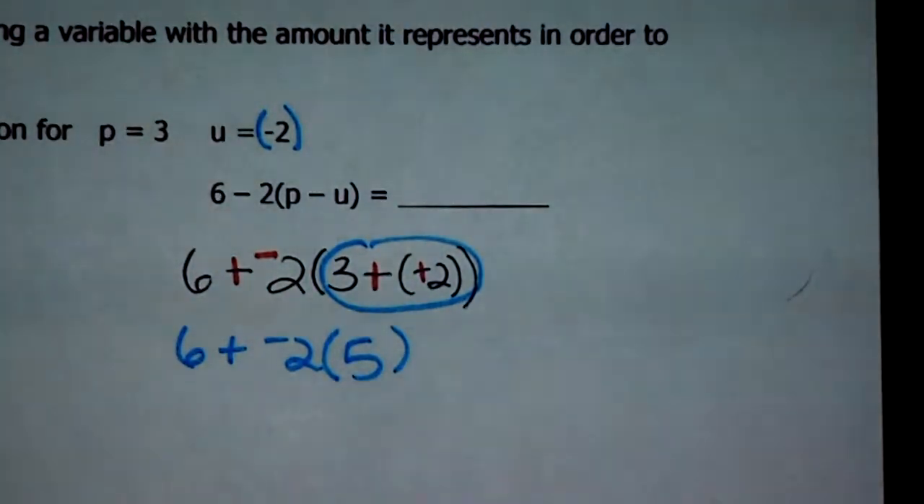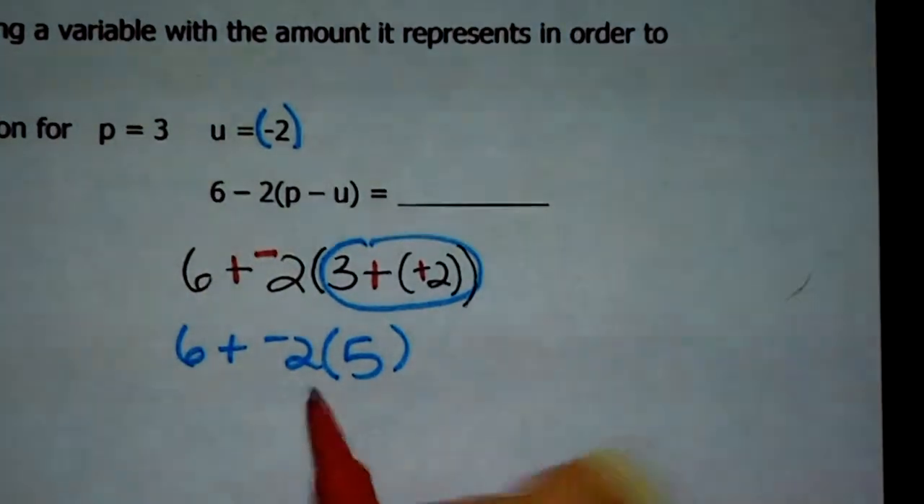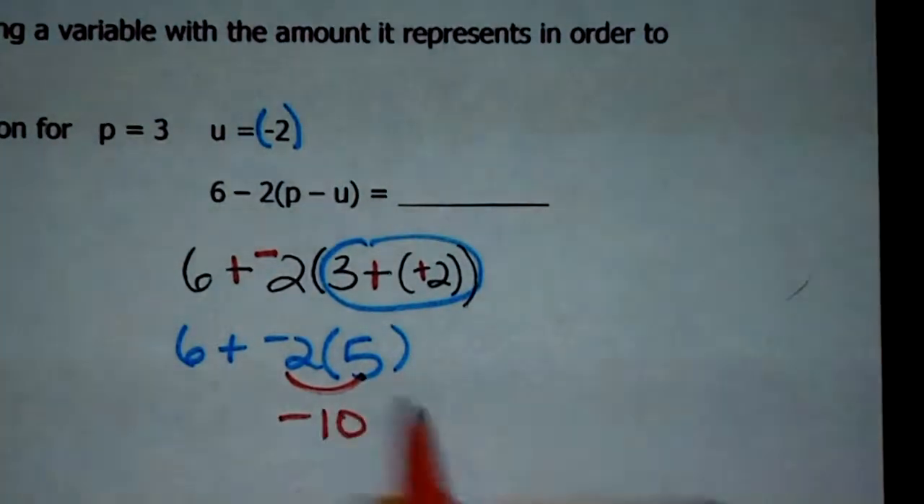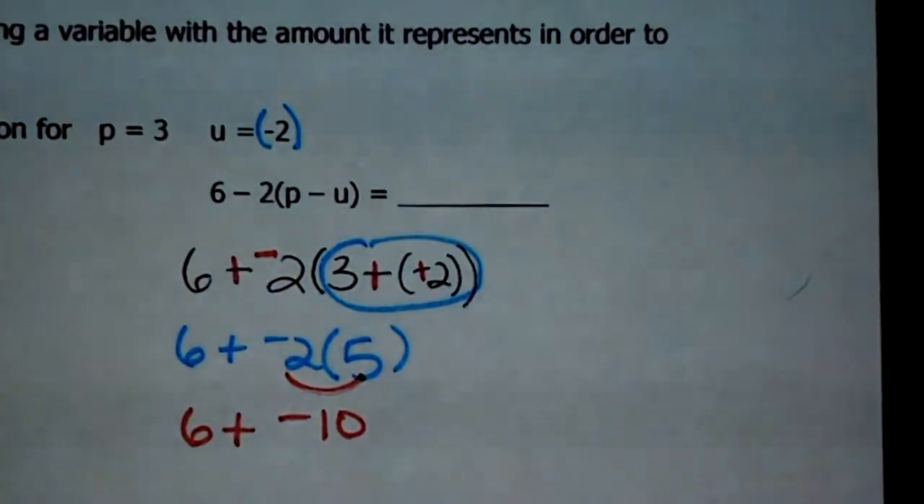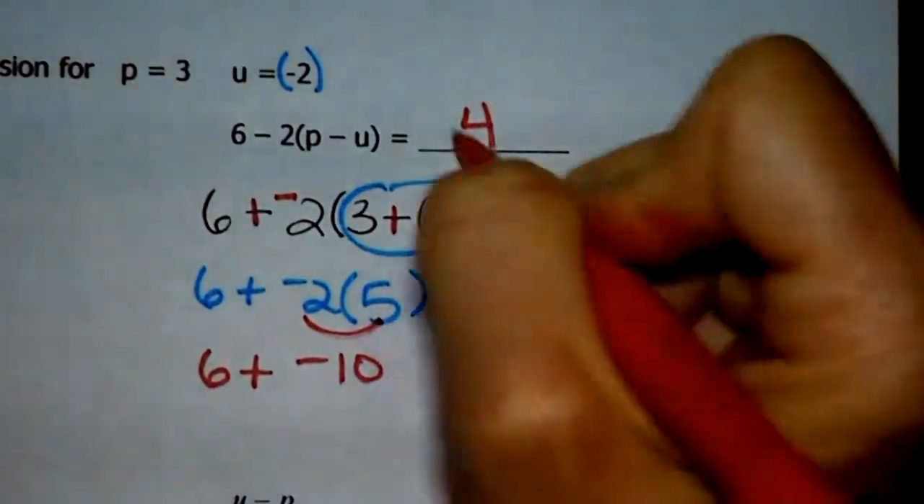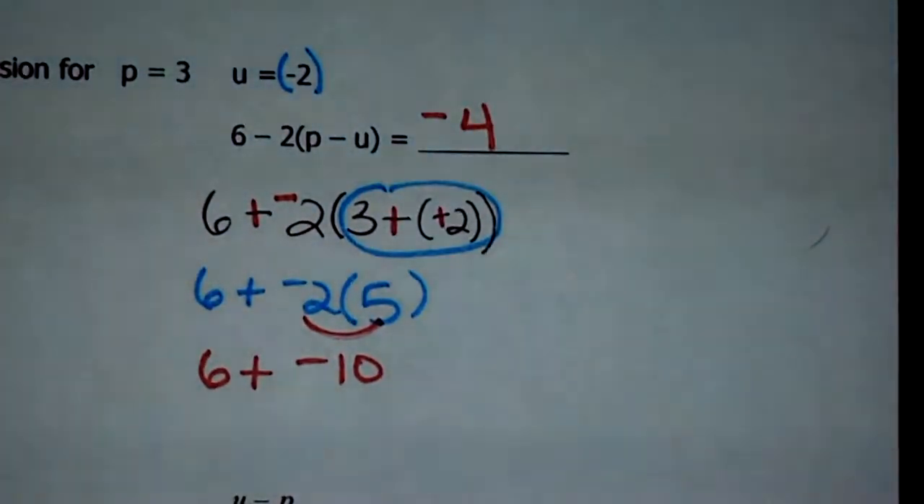Now, according to order of operations, I'm supposed to do exponents, but we don't have any. Then, multiplication and division, we do have some multiplication. So negative 2 times 5 is negative 10. I want to take 6 plus that. 2 different signs, subtract the digits, take the sign of the greater, and it should be negative 4.